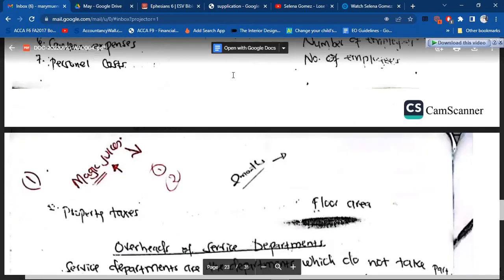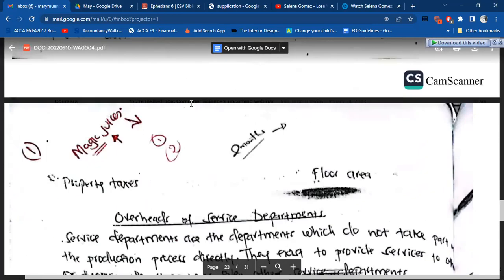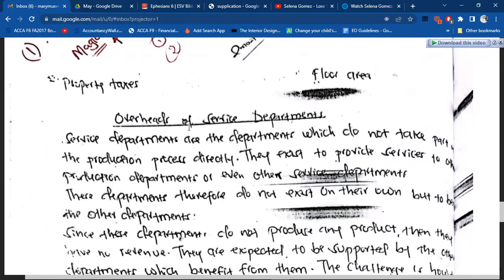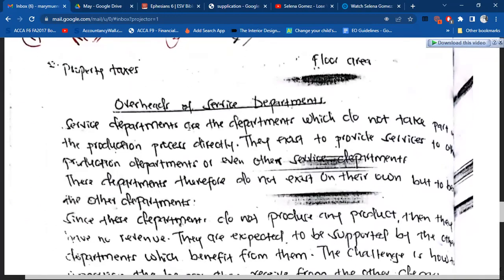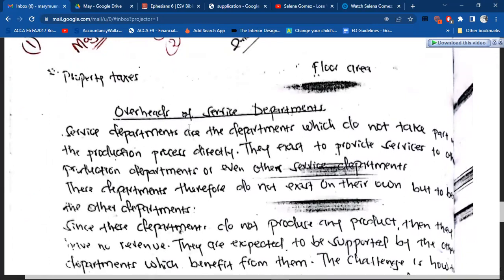Then we have property taxes, which the buildings have to pay. We're going to use the floor area occupied by those departments.